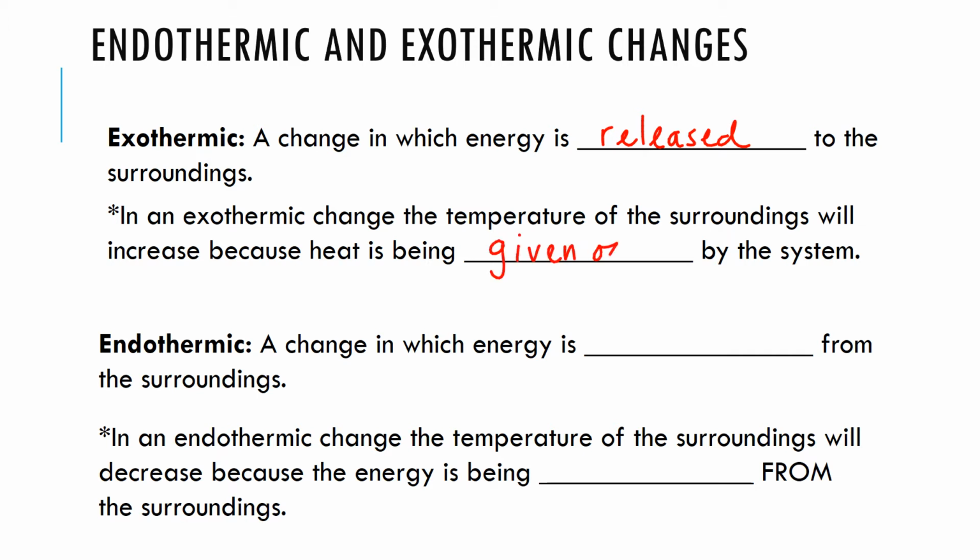off by the system. Now for an endothermic change, we have a change in which energy is absorbed from the surroundings. So in an endothermic reaction, the change in temperature of the surroundings will decrease because energy is being removed from the surroundings.